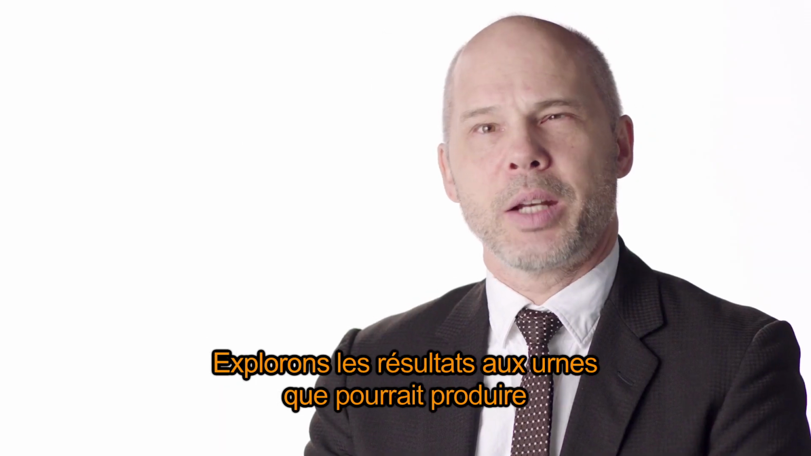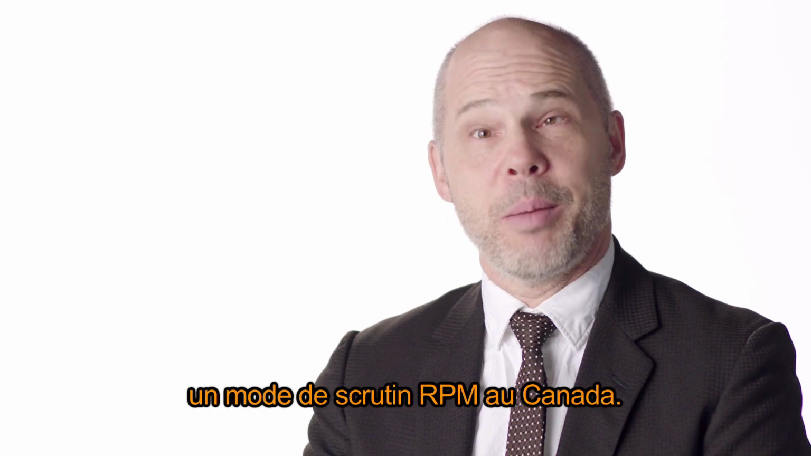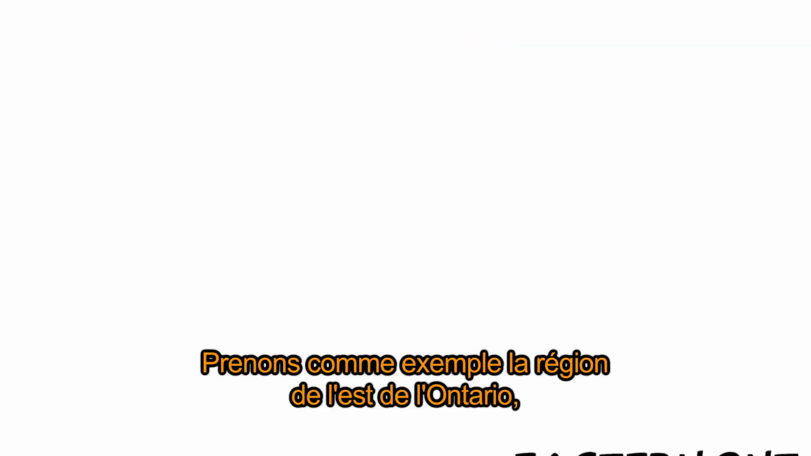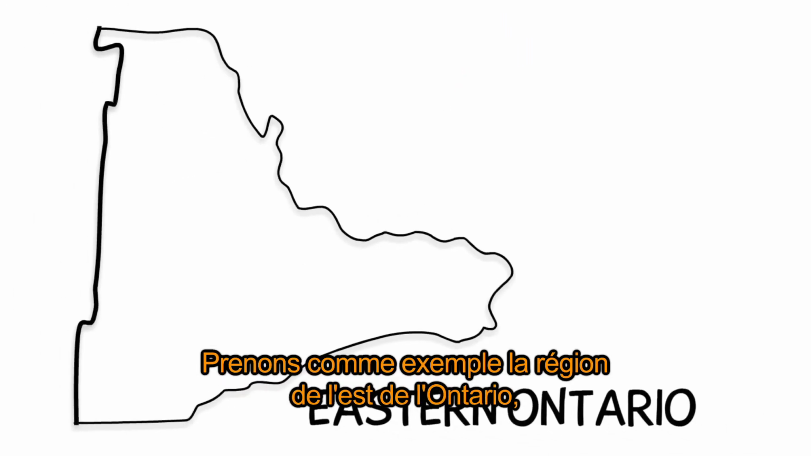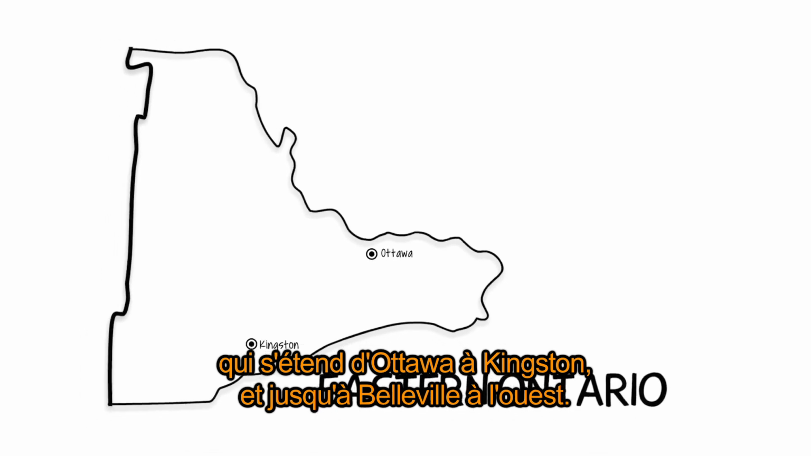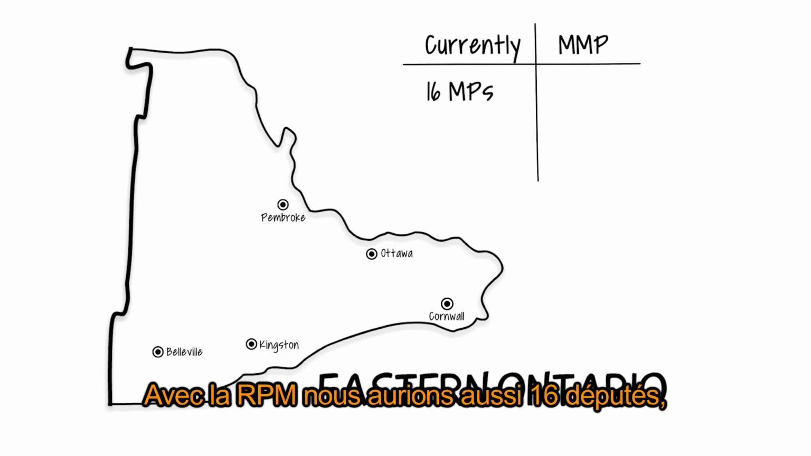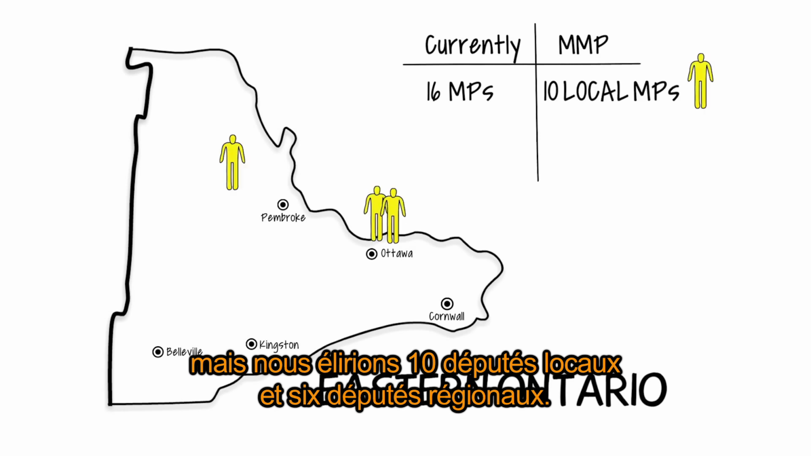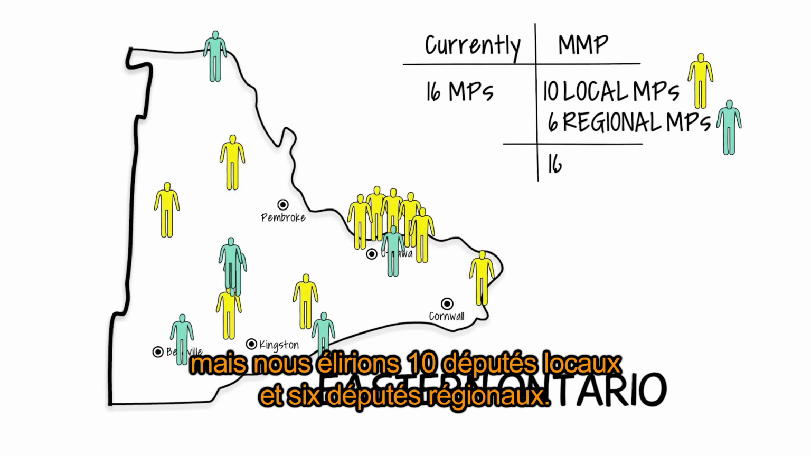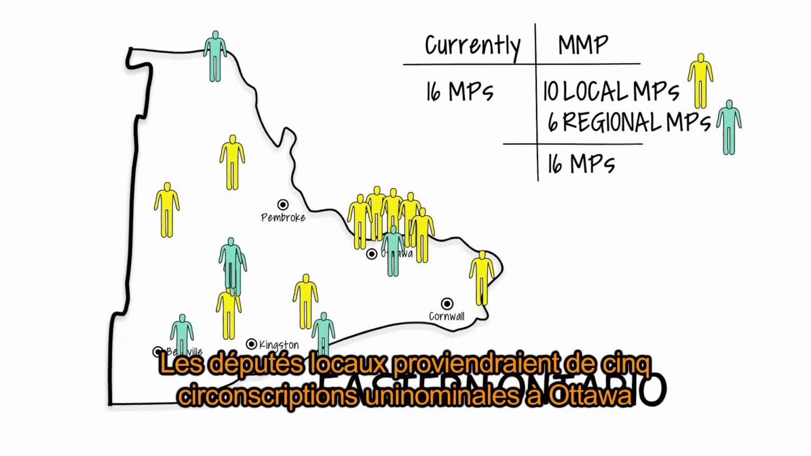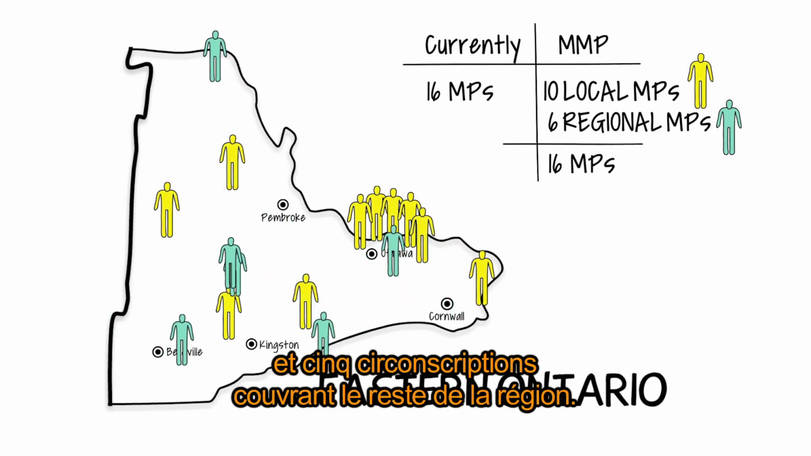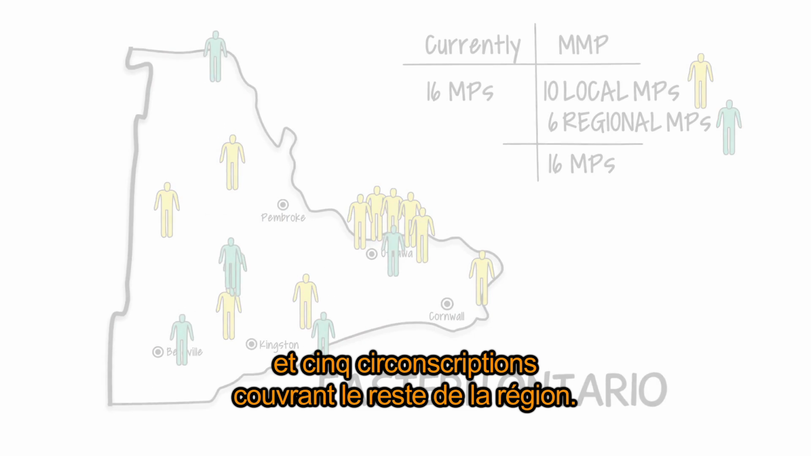Let's explore the kind of results we might expect to see with an MMP system in Canada. If we look at the region of Eastern Ontario, from Ottawa to Kingston and as far west as Belleville, normally we would elect 16 MPs. Under an MMP system, we would also elect 16 MPs, but we would elect 10 local MPs and 6 regional MPs. The local MPs would be divided into 5 single-member ridings in Ottawa, and the rest of the single-member ridings would be spread across the region.